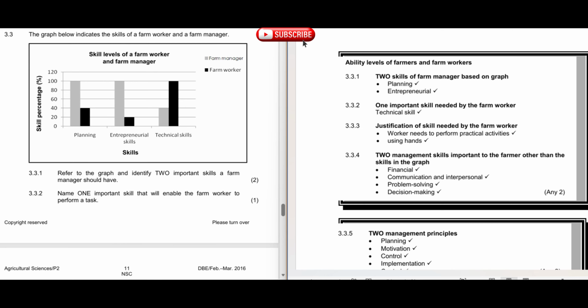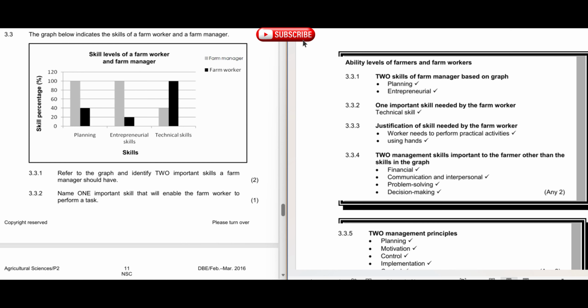At this point, we can see that the farm manager excels in planning and entrepreneurship, but lacks the technical skills needed to handle daily tasks. The farm worker excels at daily operational tasks but lacks planning and entrepreneurial skills. Now, let's roll on.